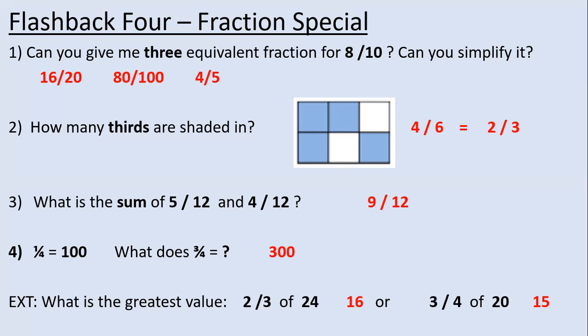Well, what is 2/3 of 24? If we divided 24 by 3, it would be 8. 8 3s are 24. So what happens if we had 2 8s? 2 8s are 16. So 2/3 of 24 is 16. How many 4s are in 20? Well, 5 4s make 20. So if we had 3 5s, 3/4, that would be 15. So the greatest value there is 2/3 of 24, which is 16.